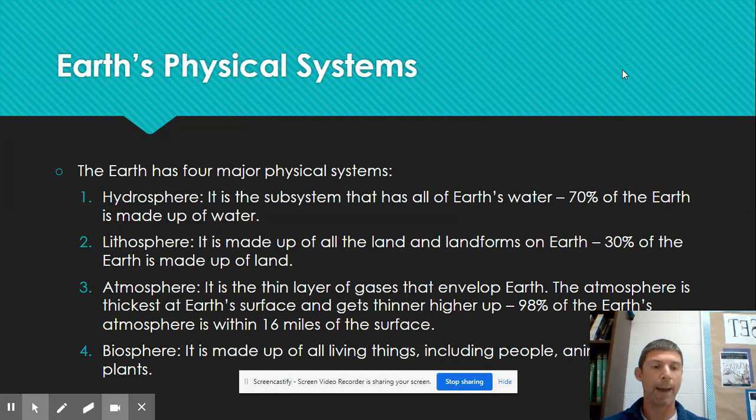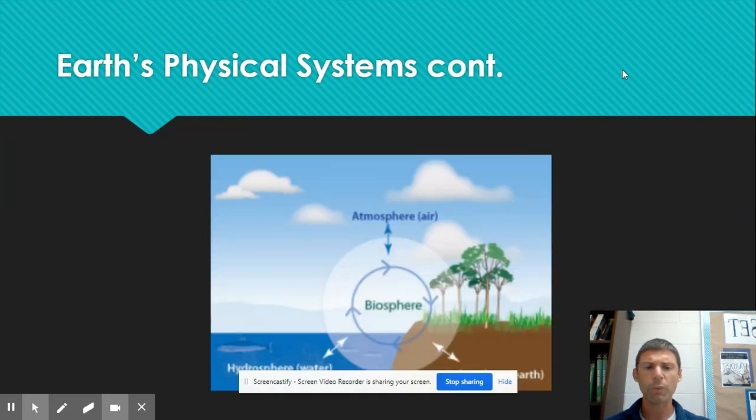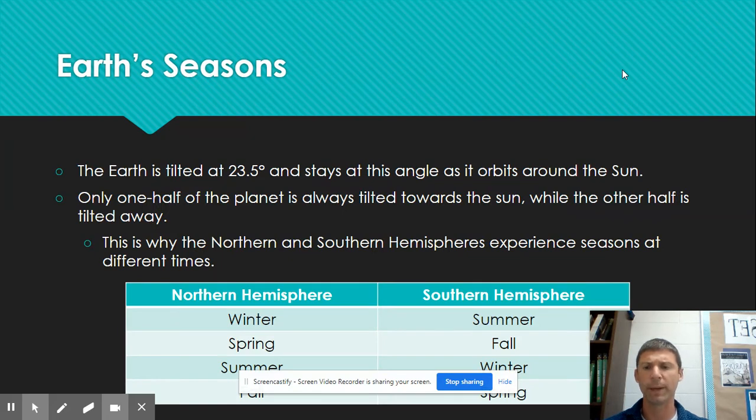We have the atmosphere, which is super important, and 98% of the Earth's atmosphere is within 16 miles of the surface. We kind of rely on that atmosphere, again, as a way of supporting life. So just realizing that there's layers even above the Earth, the hydrosphere, the lithosphere, important things to keep in mind there as well. Like I said, some slides I'm going to skip past a little bit.